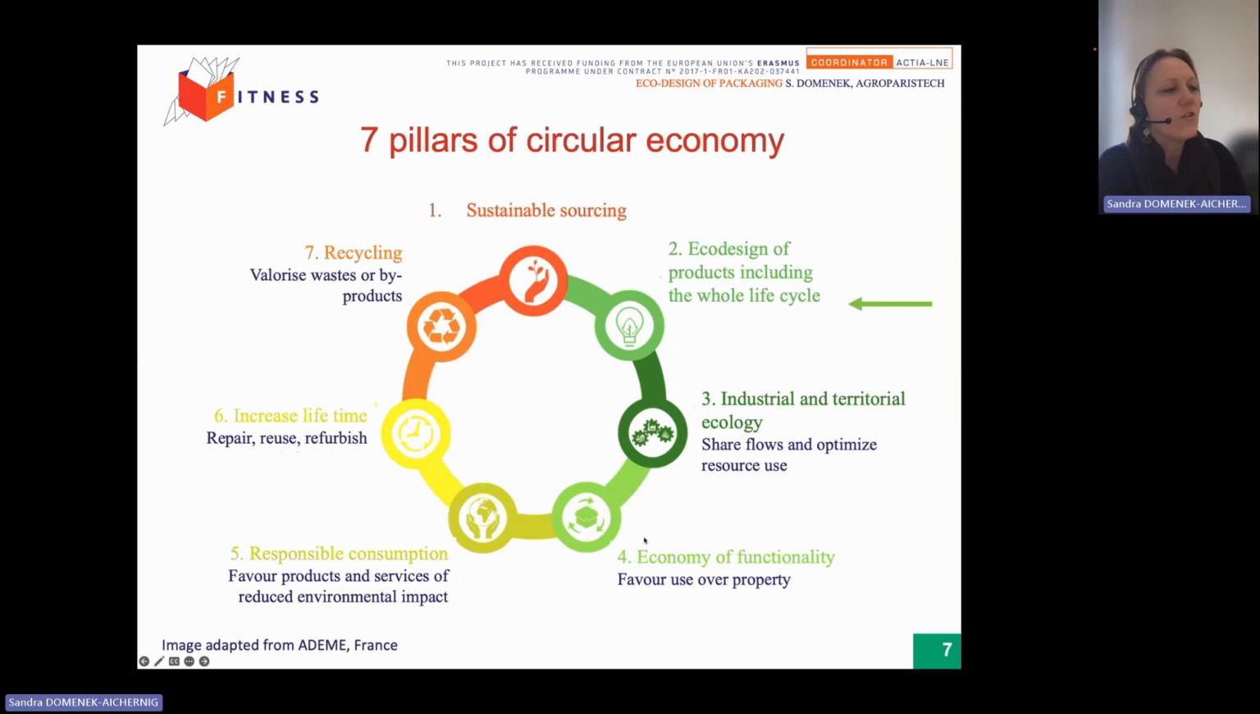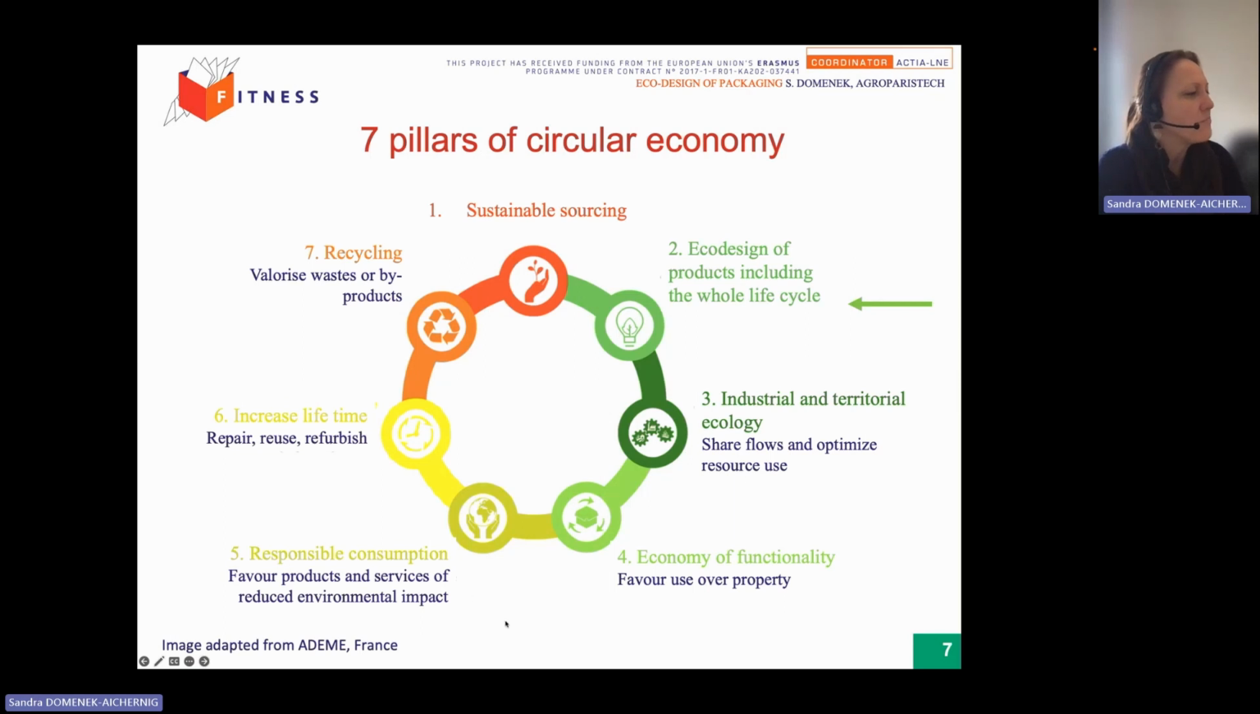Then look at the economy of functionality, favoring use over property. This is typically what can be seen with, for example, car sharing platforms, things like this. In that case, what you need is to use a car to go from A to B, but it is not at all moments necessary to be the owner of the car. So this means that you are favoring use over property.